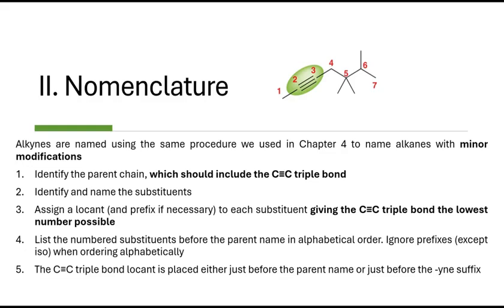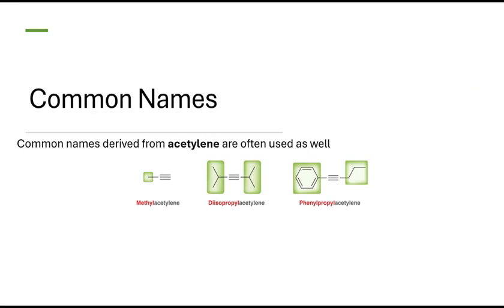We have branches on carbons 5 and 6. The branches are methyl groups, so we're going to combine them and use the prefix tri, or 5,5,6-trimethyl-2-heptyne, or we can put it in as an infix, 5,5,6-trimethylhept-2-ine. There's also common names that are derived from acetylene. For example, methylacetylene, diisopropylacetylene, phenylpropylacetylene.